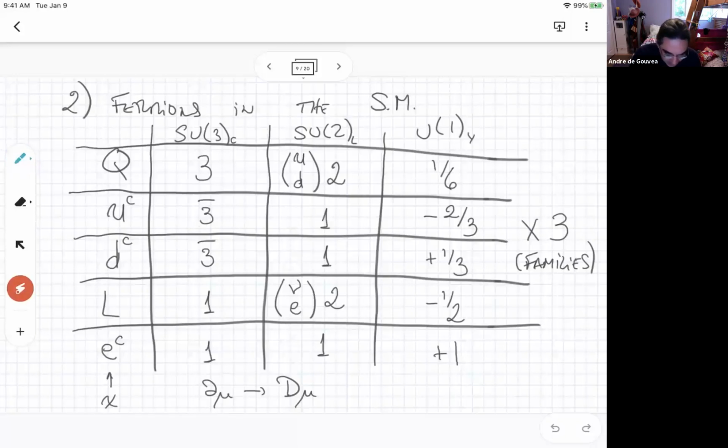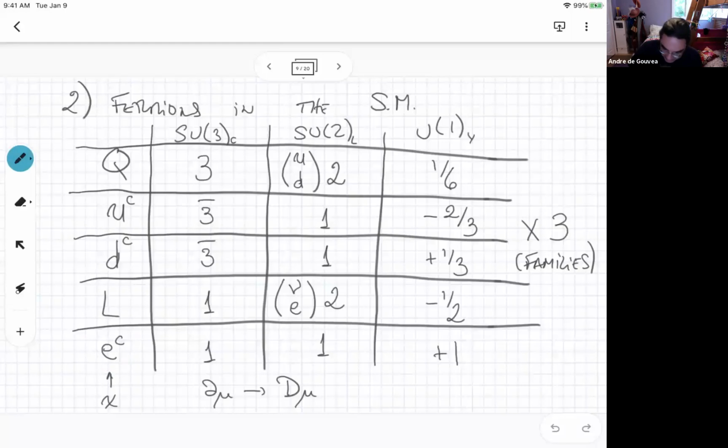So for example, if you try to make a bilinear out of these two fields here, the colors don't work out. If you try to make a bilinear out of these two fields here, the SU2 charges don't work out. If you try these two guys here, the SU2 charges don't work out. You can look at all the different combinations, and basically a generic prediction of the Standard Model is that fermion masses are 0. And as everybody knows, this is not a very good prediction because it turns out to be incorrect.